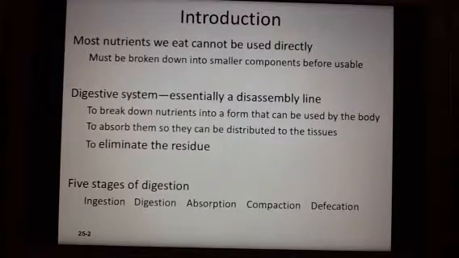So the digestion happens in 5 stages: ingestion, digestion, absorption, compaction, and then finally defecation. And we'll be spending most of our time on digestion and absorption.